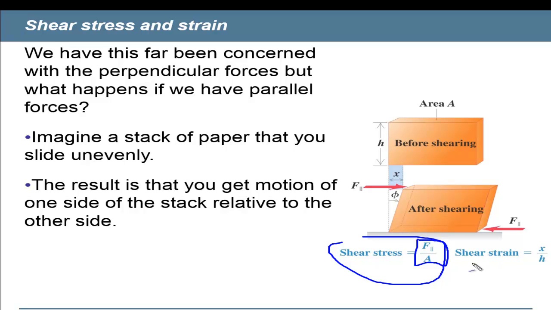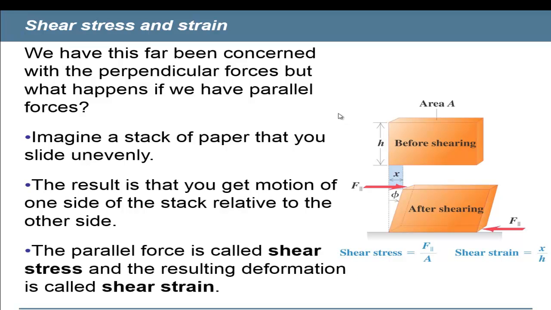And then shear strain, I'll talk about this in a minute, but we'll need to talk about how the object moves relative to itself, really. So the parallel force is called the shear stress, and the resulting deformation of the shear stress is called the shear strain. So shearing is the one that makes an object twist or rotate or deform in some sort of rotational manner.